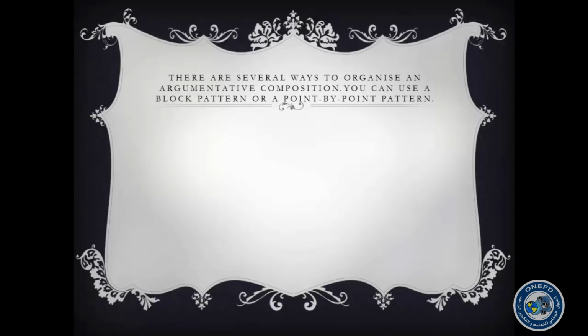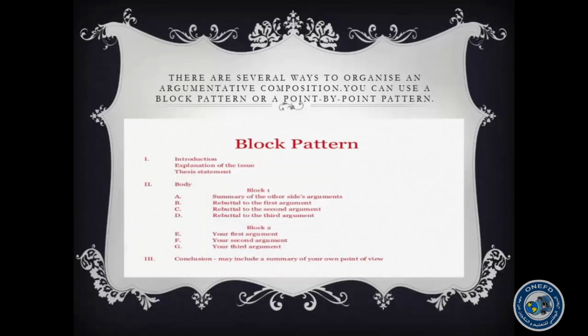I repeat, there are several ways to organize an argumentative composition. You can use a block pattern or a point-by-point pattern. So let's take a look at the block pattern another time. As you can see, the block pattern has the same organization: introduction, body, and conclusion. The difference is in the body. In the first block, you write a summary of the other side's arguments, and then you must have a rebuttal to each argument in the summary. The second block is where you add your own personal arguments, and the conclusion is of course a summary of your own point of view.